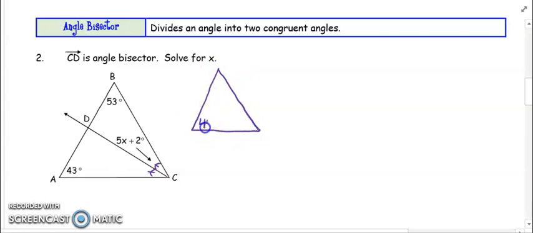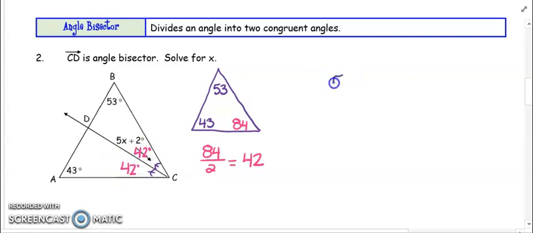I have a 43-degree angle and I have a 53-degree angle. I can find this missing angle by saying 180 minus 43 minus 53, and I'll get that the resulting angle is 84. Now keep in mind that that 84 has to get split in half. 84 divided by 2 is going to give me 42.